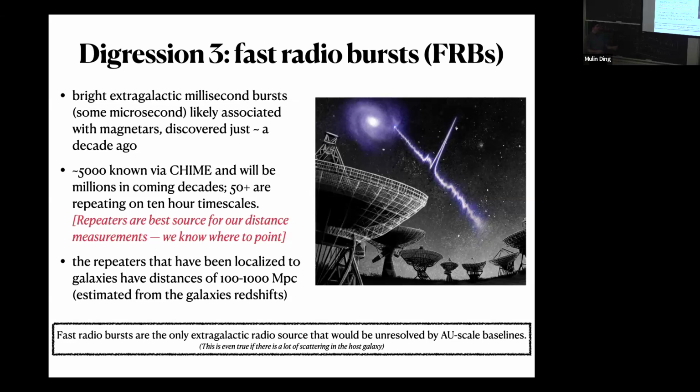The other nice thing about fast radio bursts is we're talking about these enormous baselines, and we want our source to be a point source for measuring distance. Every other radio source that we could think of would be resolved by these baselines, and so it wouldn't be a point source. The FRBs are small enough.